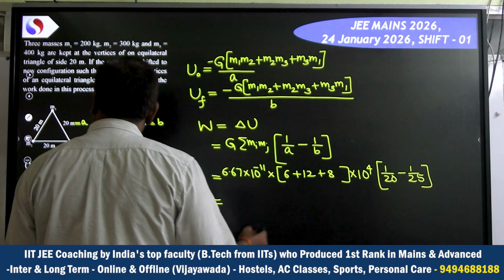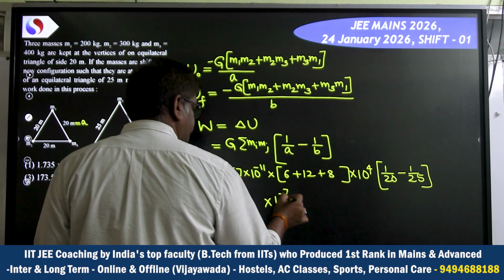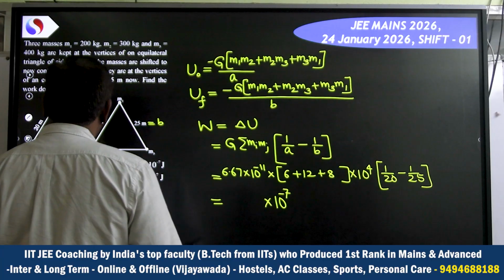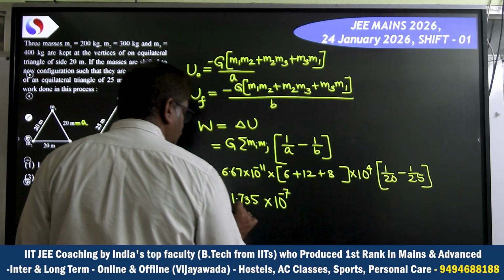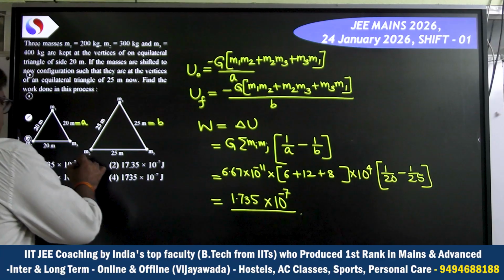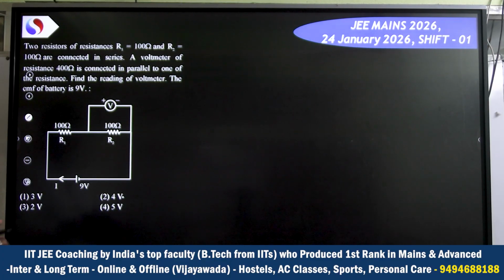So finally the answer would come as 10 to the power minus 7 and the rest of the term when we solve it, it is coming as 1.735. Okay, so we go with the first option, option 1. Alright, work done is change in potential energy. That is the best way to calculate the work. Move to the next one, fine.